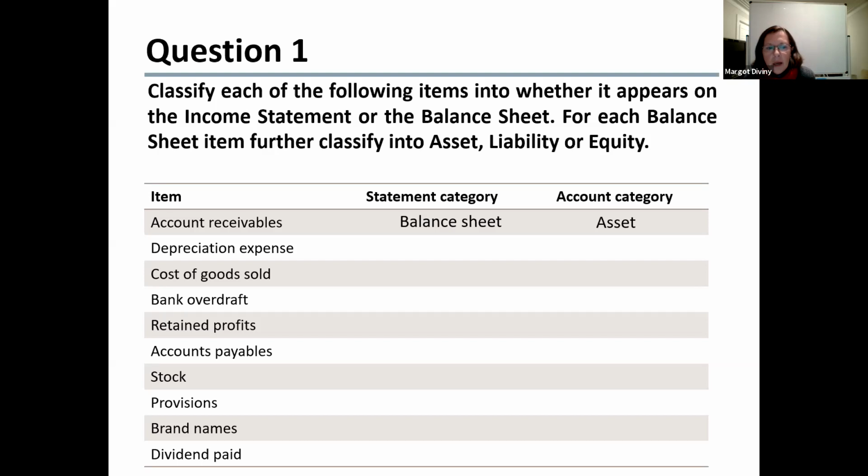Thanks very much, Bill. Okay, I'm just going to jump over depreciation and discuss it more in question 3. But obviously it's an expense because we said it's an expense, and so it goes on the income statement. Does somebody want to jump in with cost of goods sold?